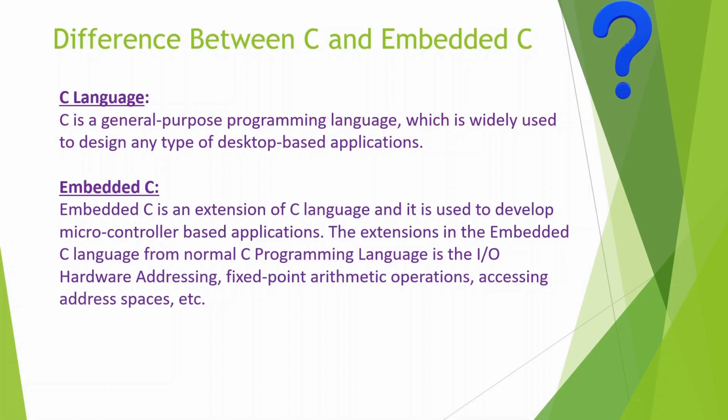What is the difference between C and embedded C? C is a general purpose programming language which is widely used to design any type of desktop based applications. Embedded C is an extension of the C language. It is used to develop microcontroller based applications. So we are going to connect different input output devices to a microcontroller, and we have to configure the different port pins of the microcontroller as input and output. So we need to write statements in the embedded C program, and we have to add IO hardware addressing statements, fixed point arithmetic operations, accessing different address spaces, etc., to normal C programming language.